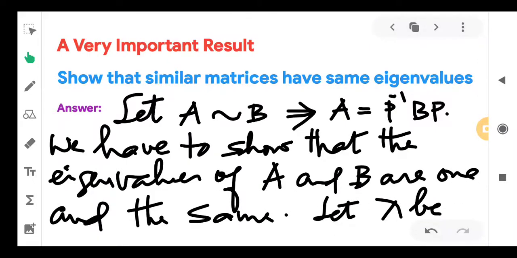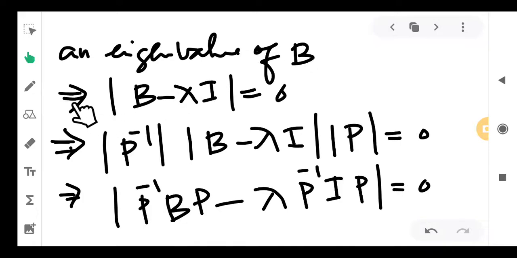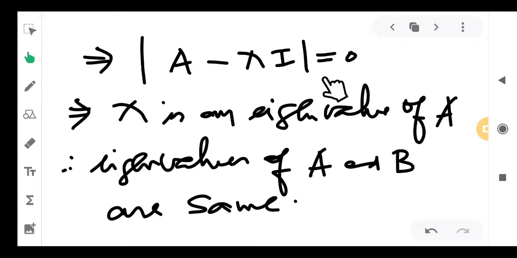Let lambda be an eigenvalue of B. Therefore, the characteristic equation of B is like this. Now multiply on the left by the determinant of P inverse, on the right by P. So you can combine all these determinants into a single determinant: P inverse B P minus lambda into P inverse I P. P inverse I P is nothing but P inverse into I, which is P inverse, and P inverse with P is again I. So this is A. Therefore, determinant of A minus lambda I equals 0. That means lambda is an eigenvalue of A also. Therefore, both A and B have the same eigenvalues.